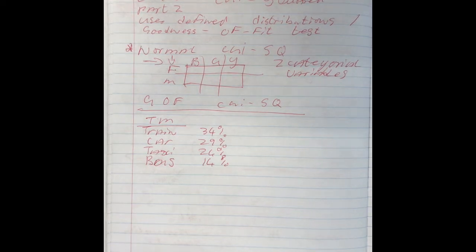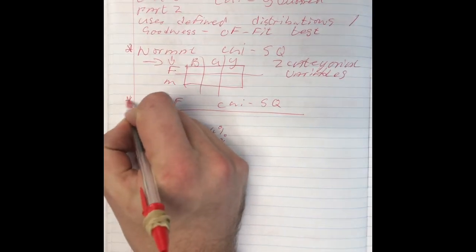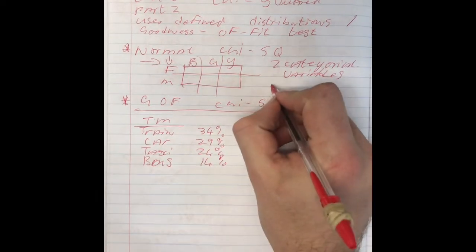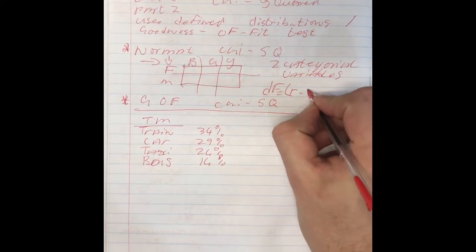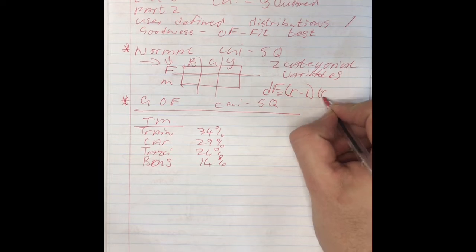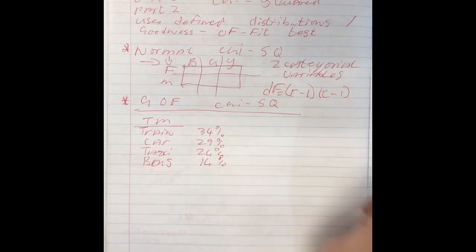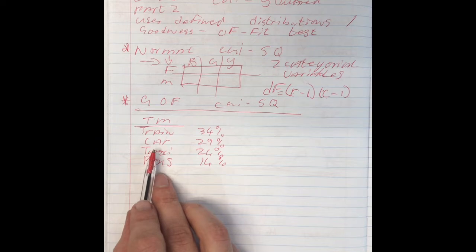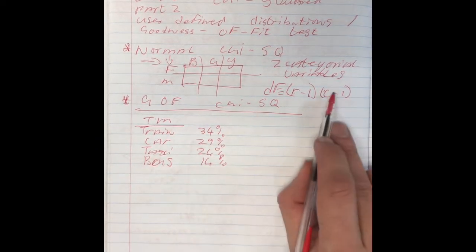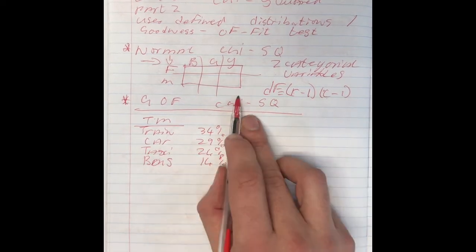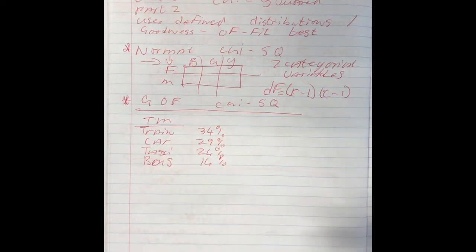Now, if you remember what we went through in our previous learning unit, you should pick up what the big difference is. The big difference is your degrees of freedom. Here it was R minus 1, C minus 1, number of rows, number of columns. But now, if we look at this, we've only got one column. So that would be 1. 1 minus 1 is 0, which means the degrees of freedom would be 0, which is untrue.